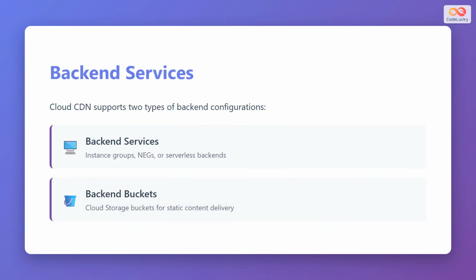Cloud CDN supports 2 types of backend configurations. The first type is Backend Services, which can include instance groups, NEGs, which stands for Network Endpoint Groups, or serverless backends like Cloud Functions or Cloud Run. The second type is Backend Buckets, which are cloud storage buckets specifically used for static content delivery, such as images, videos, CSS files, and JavaScript files. These 2 options give you flexibility in how you structure your content delivery architecture.